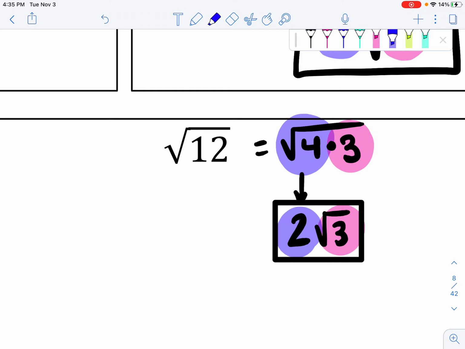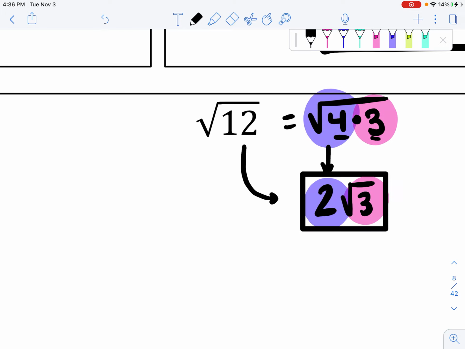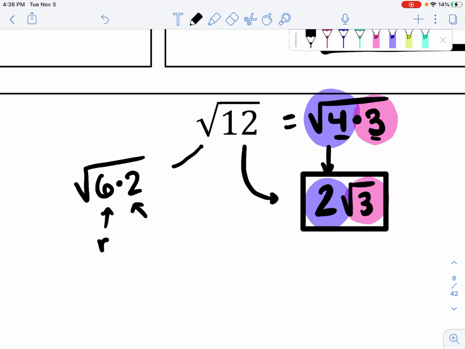So your goal is to get as much stuff out of that radical as possible. So that's why we are rewriting our number using factors. So 12, the factors of 12 are 4 times 3. And the reason I chose 4 and 3 is because 4 is a perfect square. What a lot of people do on accident, and they're just trying to find numbers that multiply to 12, is say, well, 6 times 2 is 12, which is true, but this isn't helpful because neither of these are perfect squares.